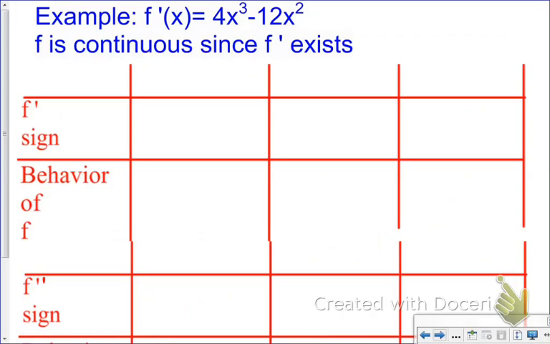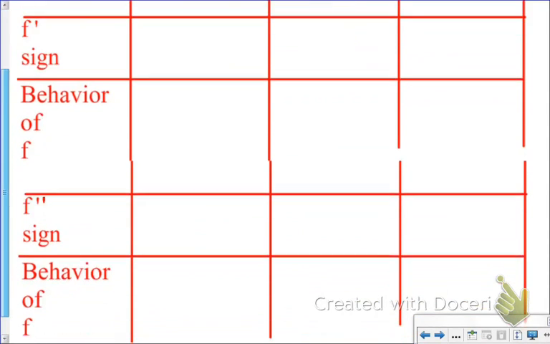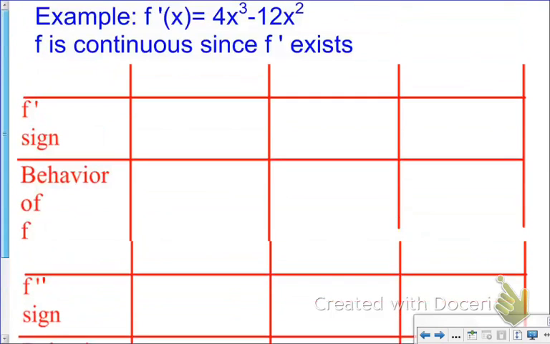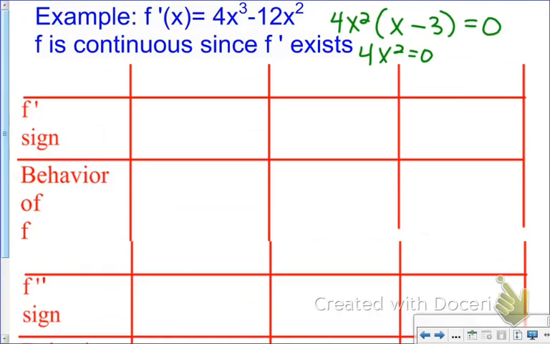So here's our sign chart. We do the sign chart in 2 stacks. The first one is the first derivative work. The second one, of course, will be the second derivative work. So let's start with the first derivative. It's already given to us. All we have to do is figure out where this equals 0. What can I pull out of here? First, let's pull out 4 and x squared. So we have x minus 3. 4x squared equals 0, x minus 3 equals 0.